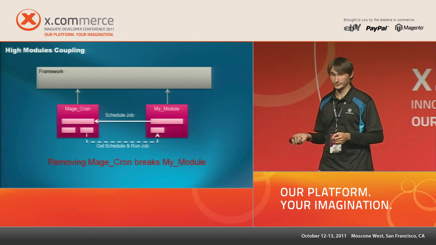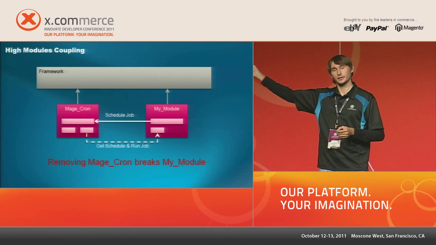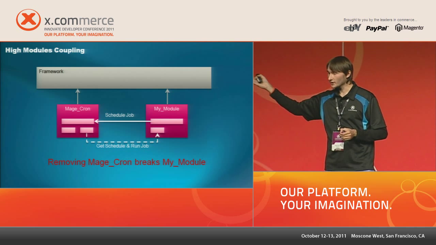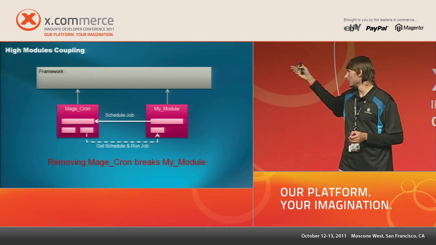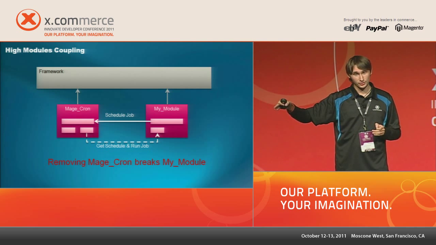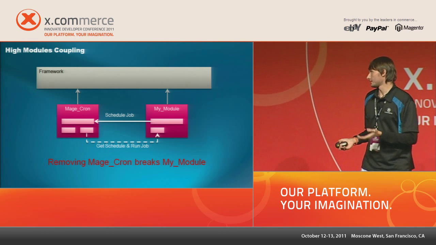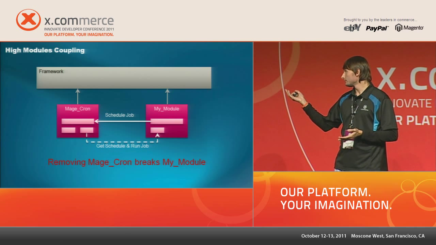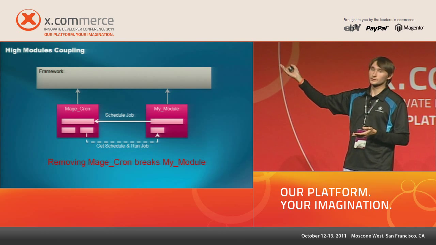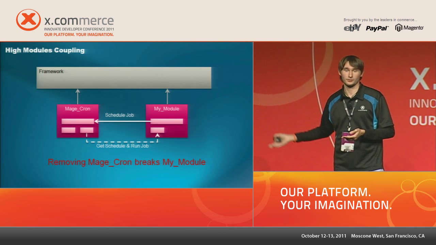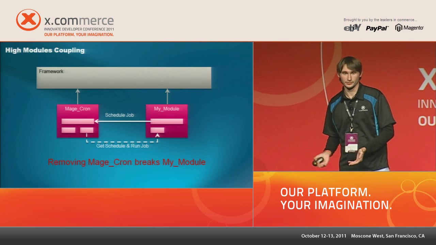So let's look at how this can be implemented in a simple way without getting help from the framework. It looks like this. There are two modules. One module introduces the cron feature. Another module simply schedules its job, and at the needed time, this job is executed. So again, our module starts to rely on this cron module because it has to schedule its job.